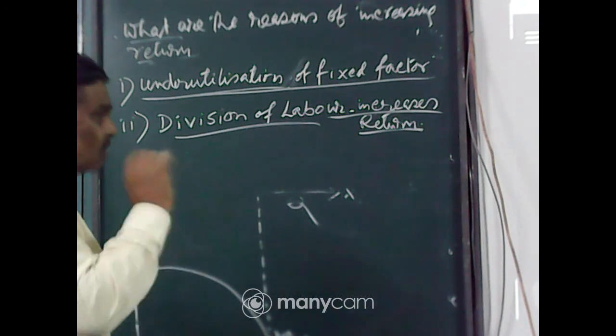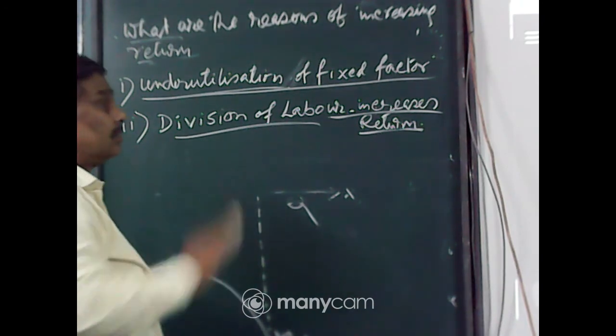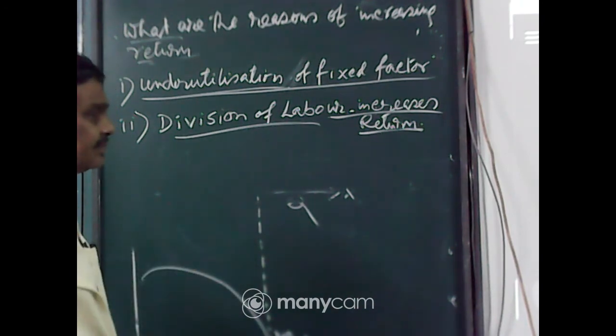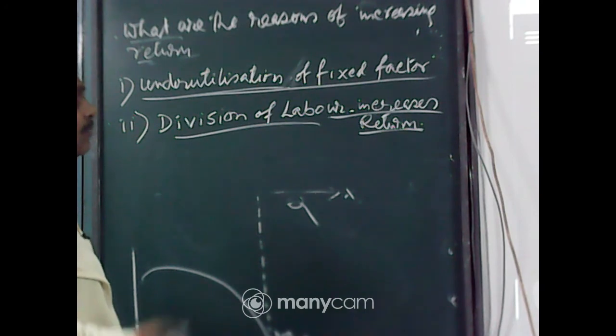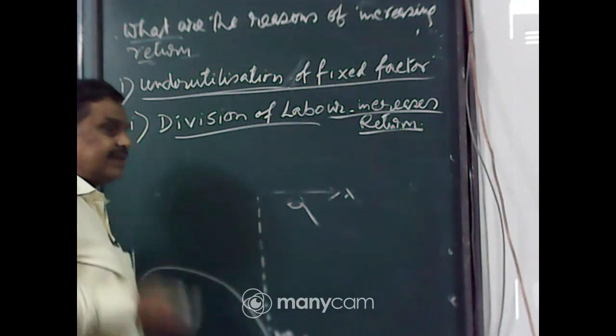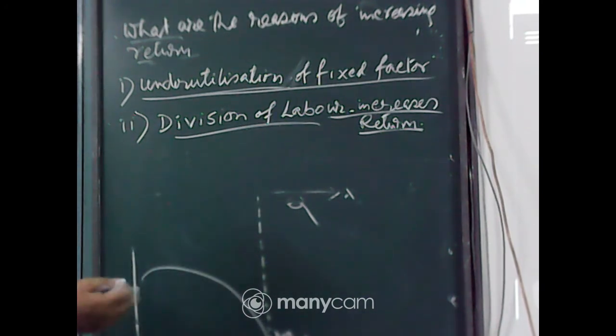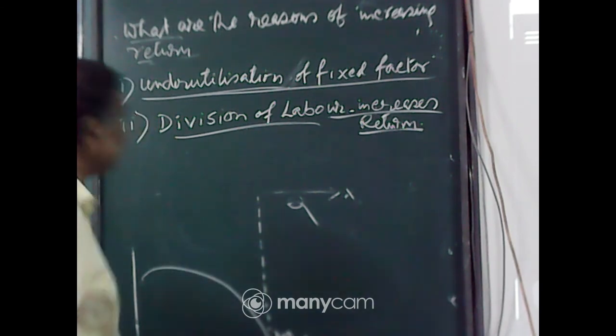You cannot run a computer. If you are employed there to run it, the production will be zero. But if anyone can run the computer very well, then the production will be much more than yours, right? So this is one of the reasons of increasing return.